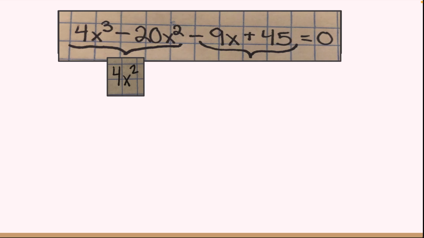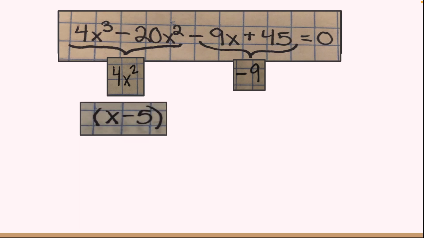And then in this second section, we can see that 9 goes into 45. And both of these don't have a variable or squared, so we'll just be left with the coefficient. And now we see how many times that GCF goes into that. So 4x squared goes into 4x cubed once, so we are left with an x there. And 4x squared goes into negative 20x squared 5 times. So here we get x minus 5.